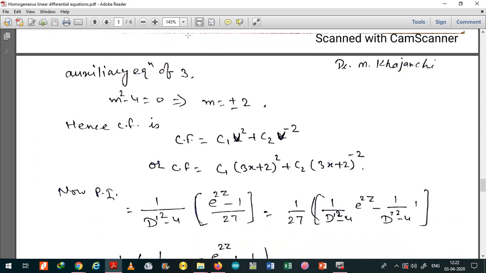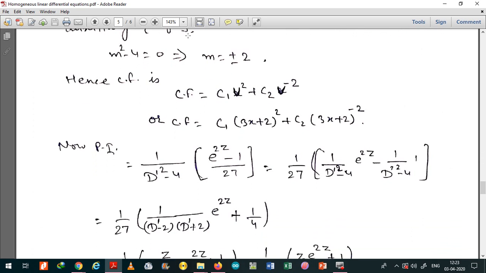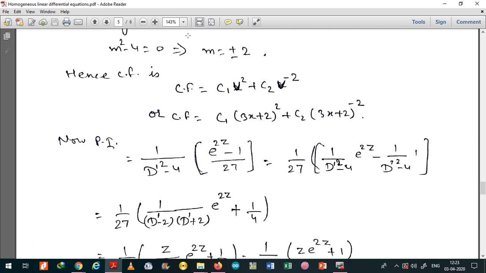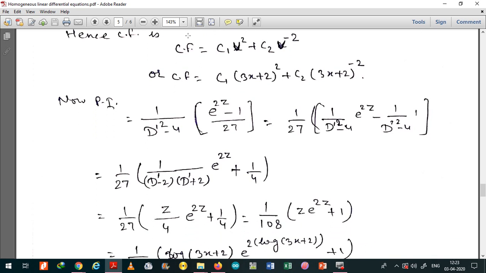Now to calculate PI, we solve 1/(D'^2 - 4) of (e^(2z) - 1)/27. We separate these two terms, e^(2z)/27 and 1/27, and separately we calculate PI for each term. For the first term, if we replace D' with 2, the denominator becomes 0. So first we write its fractions, 1/(D' - 2) and 1/(D' + 2). Here the first fraction becomes 0 due to D' = 2. So PI can be written as (z/4) e^(2z). And for the second term, PI is just 1/4. So finally PI is 1/27 into ((z/4) e^(2z) + 1/4). When we solve this, we get 1/108 into (z e^(2z) + 1).